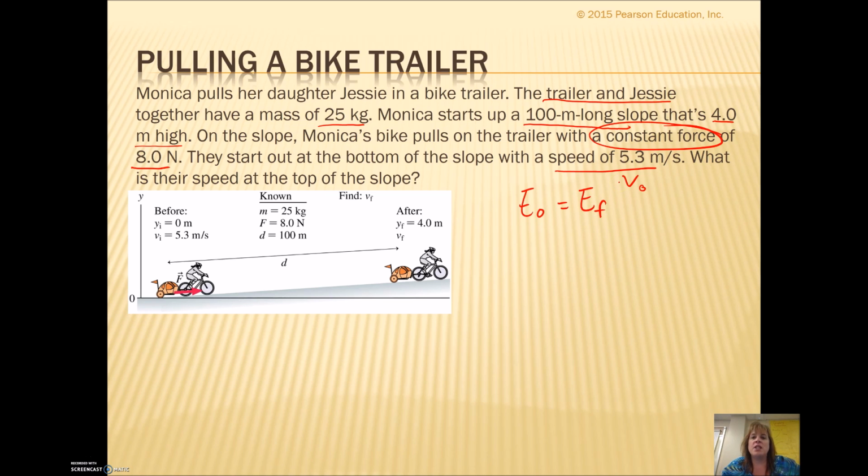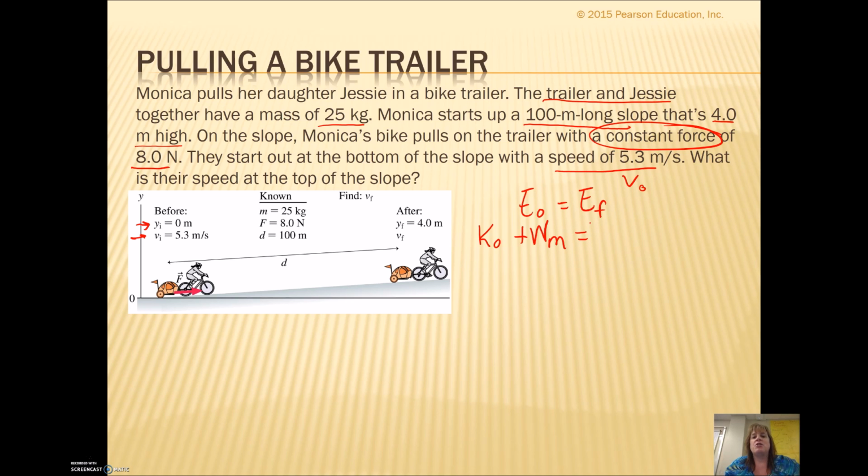Our initial energy, do I have height? No, at the beginning, we don't have height. Do I have speed? Absolutely. At the beginning, I have speed, so I have some initial kinetic energy. Do I have a spring? Nope, still no spring. Do I have work being done? Absolutely. I have work being done by Monica.